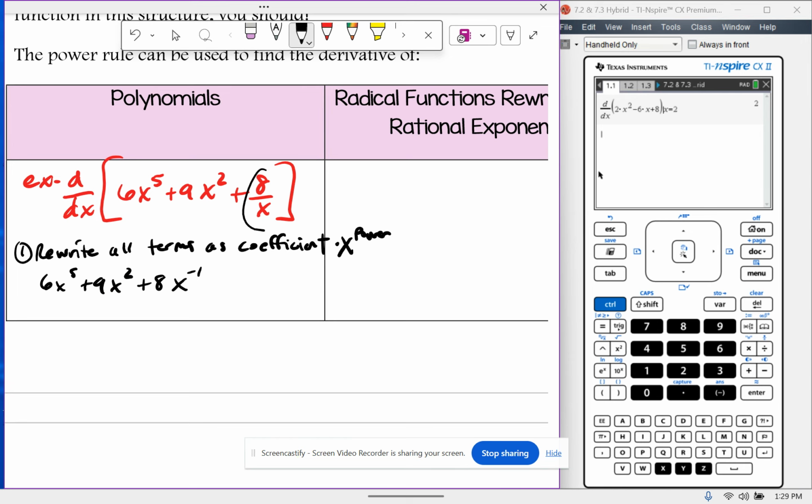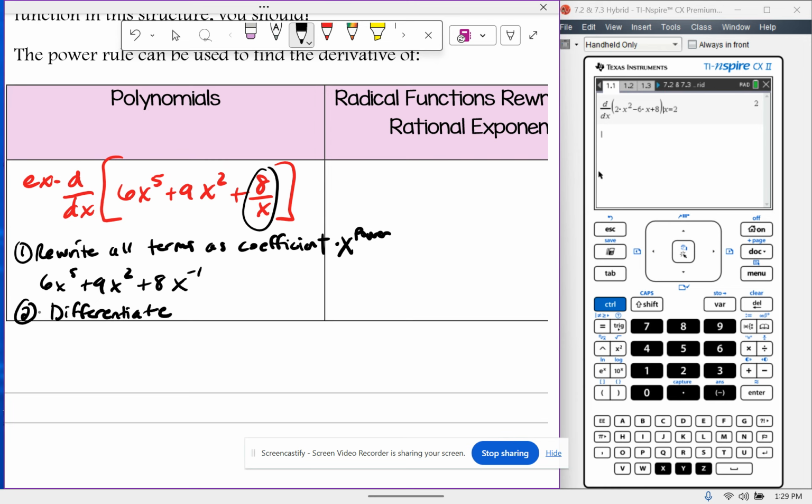Do you see how you would need to rewrite something like this so it is in a usable form for the power rule? Okay. Now you're going to differentiate. To differentiate means to take the derivative. So here's how we would differentiate something like that.